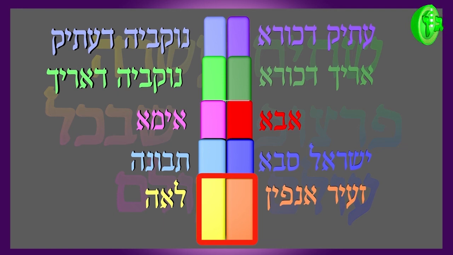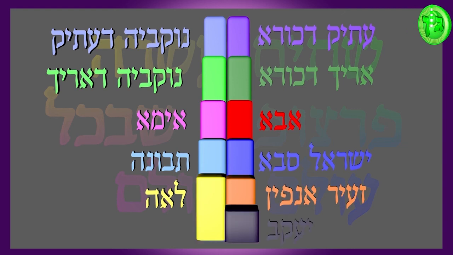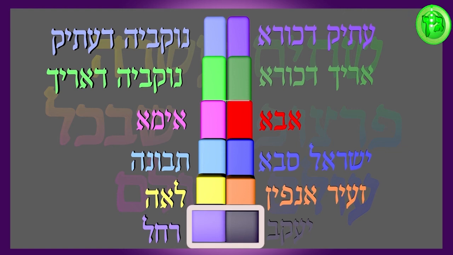And after Ze'er Anpin and Leah, then come along the Partzuf known as Yaakov, as well as the Partzuf known as Rachel, as you can see them in the very bottom of our illustration in the purple and dark purple colors. And again, it is needless to say that Yaakov and Rachel also make up the male and the female sides of a general Partzuf.